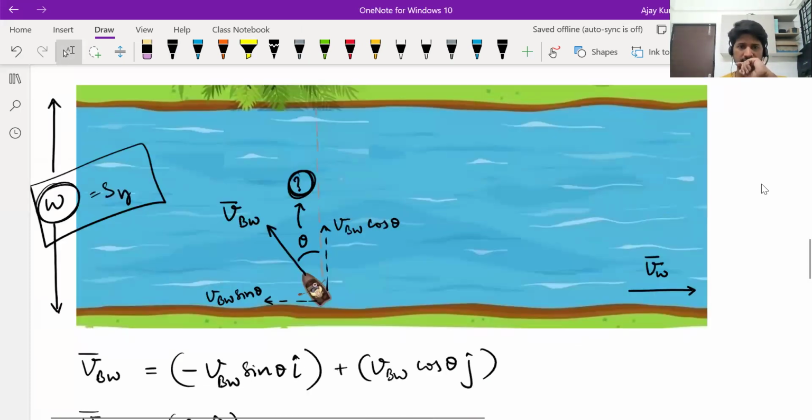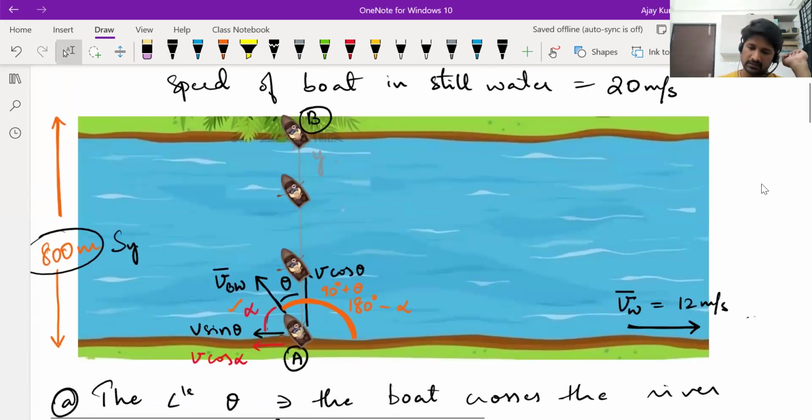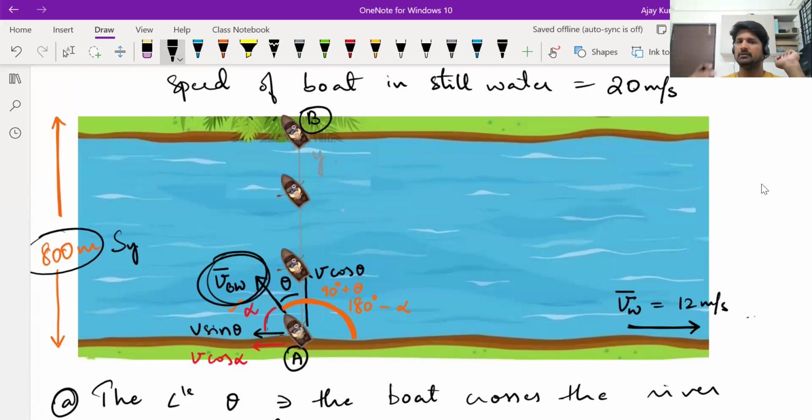Now the zero drift case, if you see, the boat must be oriented this way to go with zero drift. In that zero drift case, all the VBW is not in the y direction. Only one component of it, VBW cos theta, will be in the y direction. So it will take more time to cross the river that way.